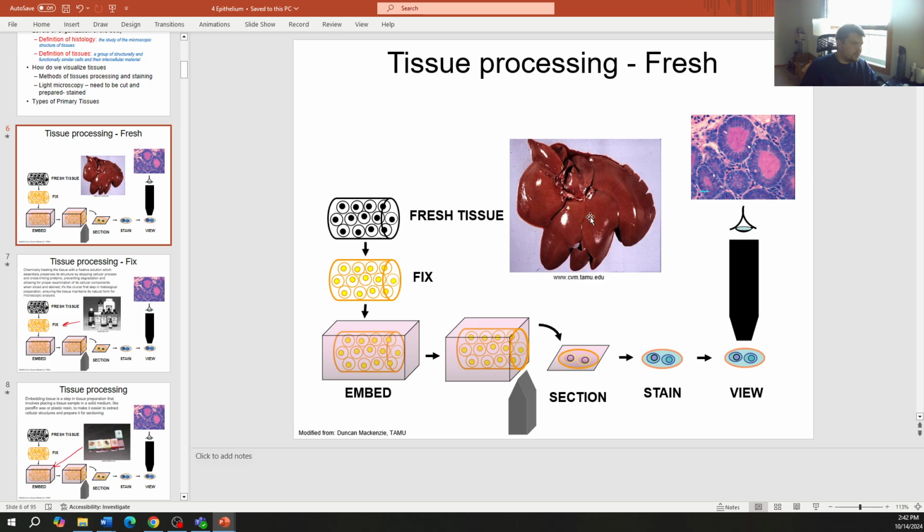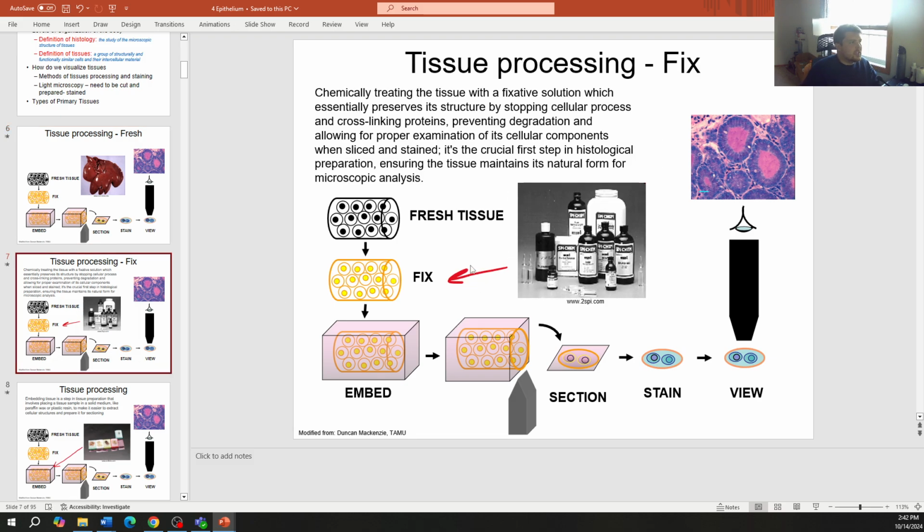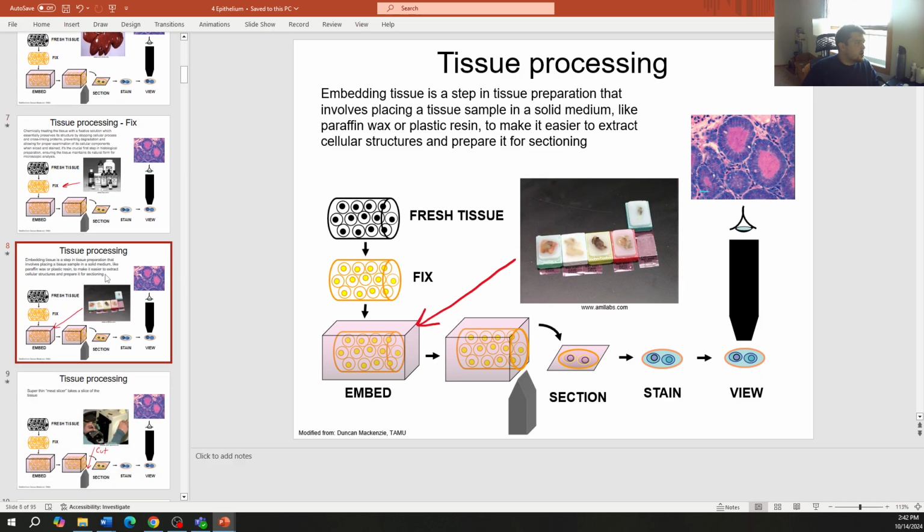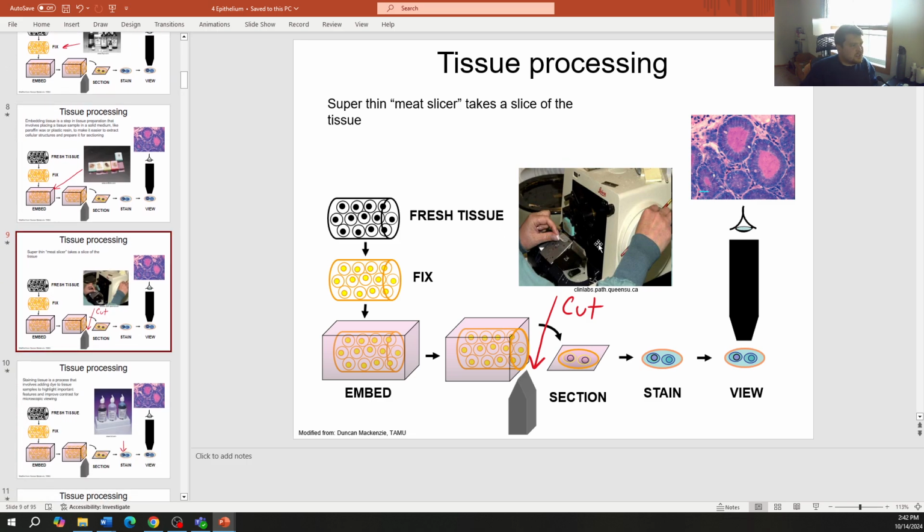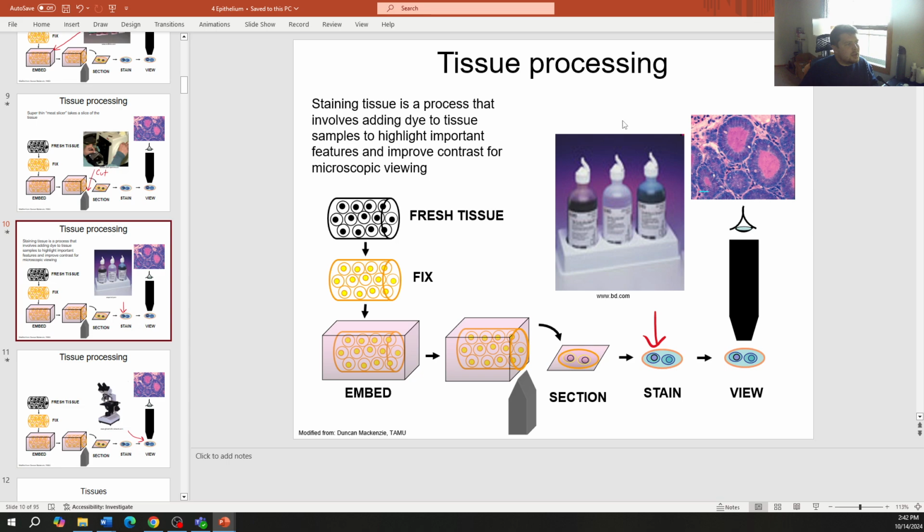We take the fresh tissue, we apply a chemical that fixes or fixates the cells, so it stops them all from moving. It pauses them right there and prevents it from decaying. Then we embed the tissue. So we put it into a solid medium, like paraffin wax or a plastic resin, in order to keep it in its exact spot, so that way we can cut it. Then we cut it. We have a super, super thin meat slicer. It takes a super paper thin slice, thinner than paper, like a single cellular level thick, so that we can take a look at it. Then we stain it.